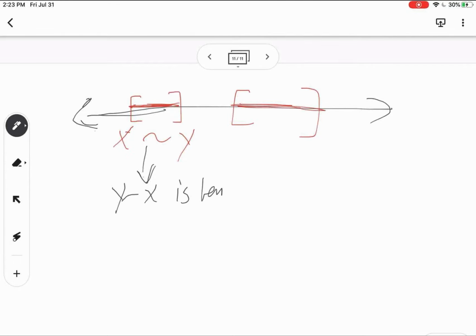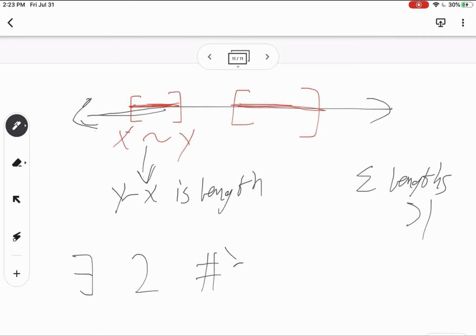So the sum of lengths is greater than 1, right? So we want to show that there exist two numbers whose difference is an integer.